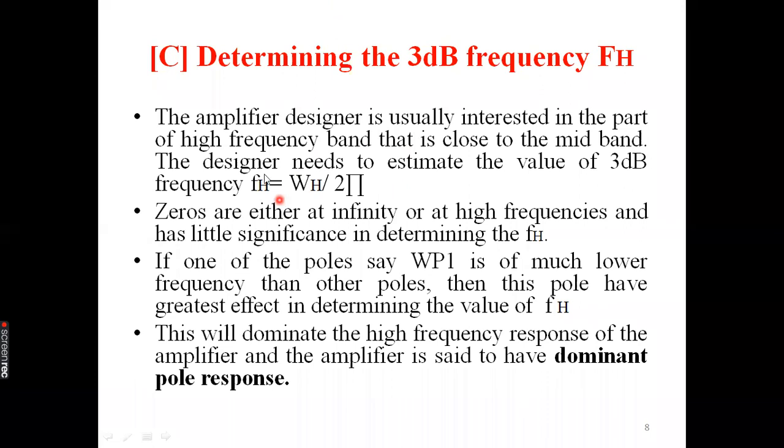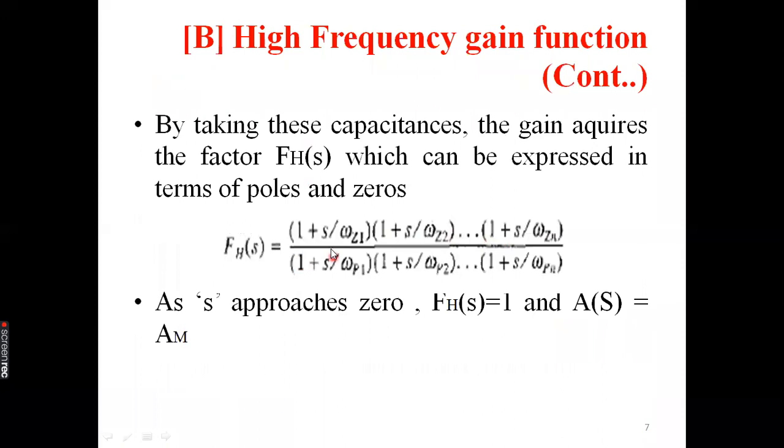So this frequency fH can be denoted as omega H by 2 pi, where omega is the cutoff frequency in the angular frequency domain, right? Omega is angular frequency. If you divide this angular frequency by 2 pi, you will get your cutoff frequency fH. So normally in this module, we are going to determine the cutoff frequency from the analysis of your FH of s. That is your high frequency gain function, okay?